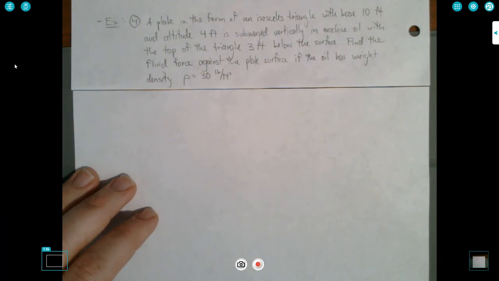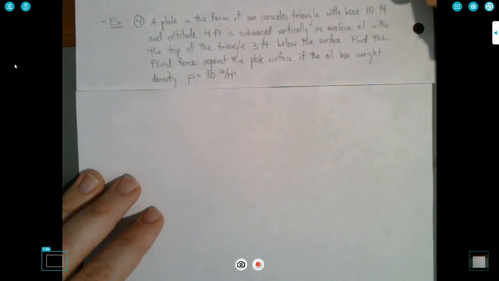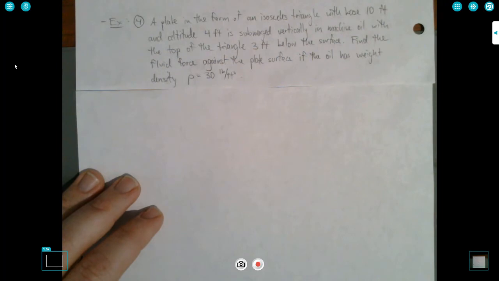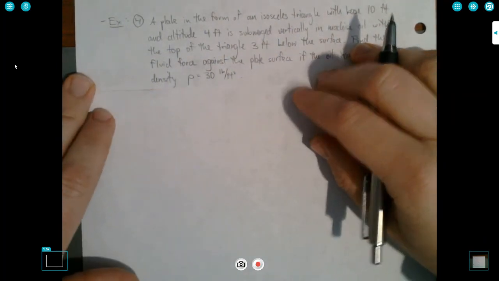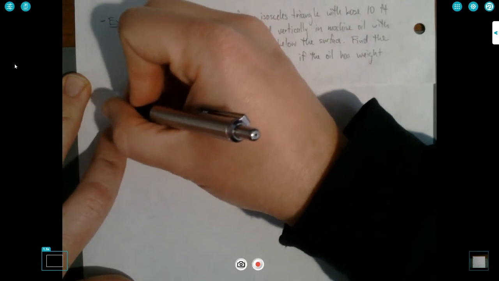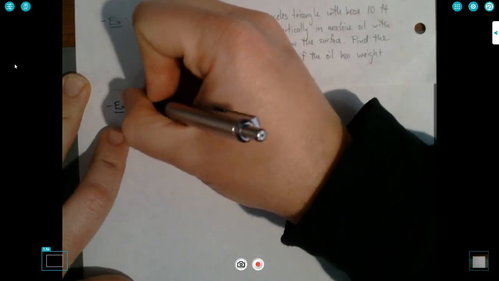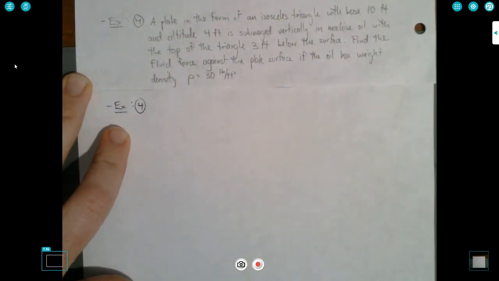Find the fluid force against the plate surface if the oil has weight density rho equals 30 pounds per cubic foot. Okay, so we don't have to look up the density from a table on this one, because they give it to us. Let's see if we can do this. I'm going to draw a picture first and foremost.